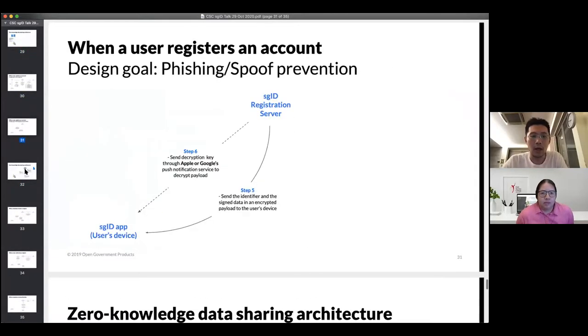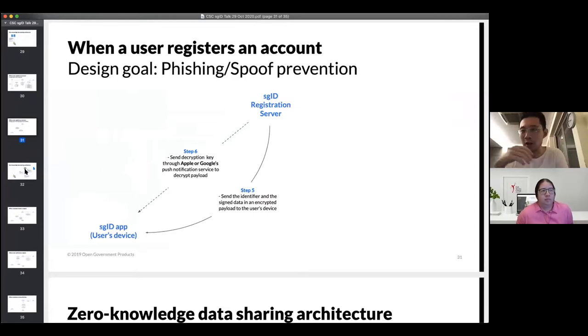Here we go. So rather than just sending over your blob of stuff which someone can intercept, what we do is we use the Apple or Google notification system so that we only trigger, we send it directly to your installation of the app on your device. And so someone can't just go to a random endpoint, pretend to be you and grab your information, signing in on your behalf.